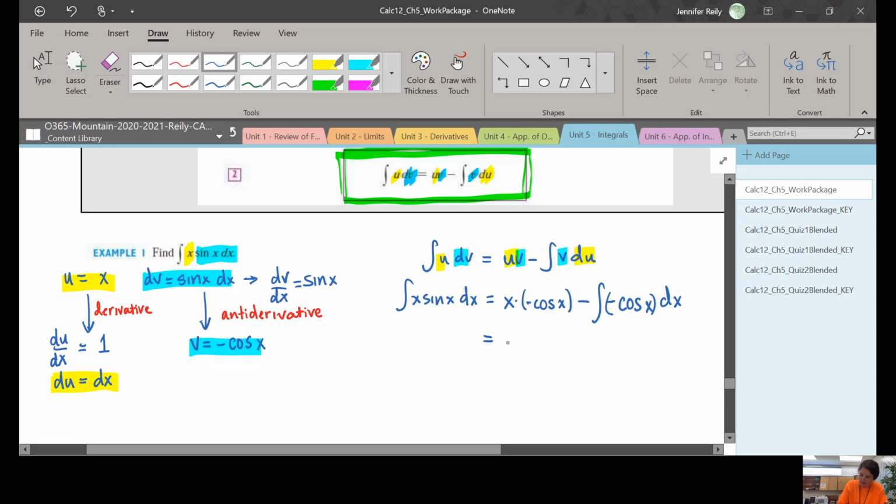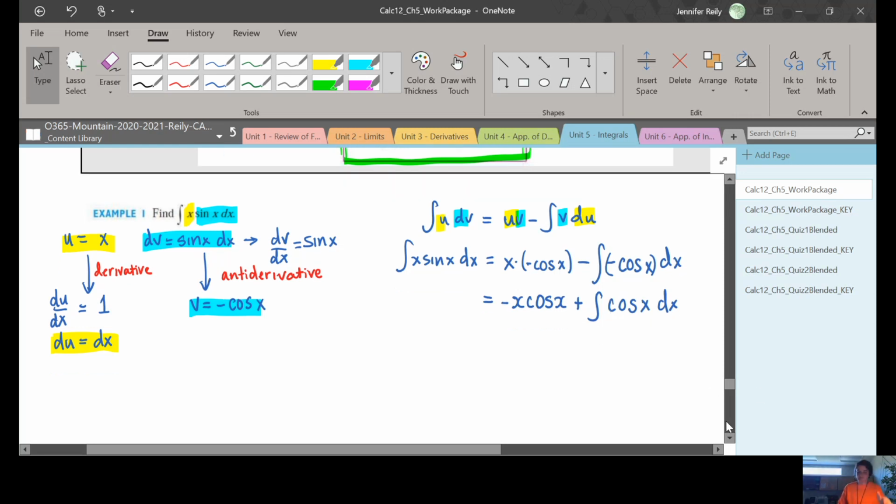So x times negative cos x is negative x cos x. I don't need to take the integral of that. That part is done. The two negative signs here can be multiplied together to make a positive. And look what's happened here to the integral. This integral I can solve. I do know the antiderivative of cos x, so I am going to solve that.